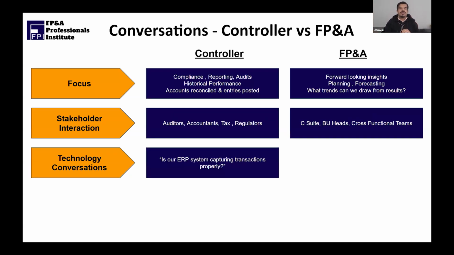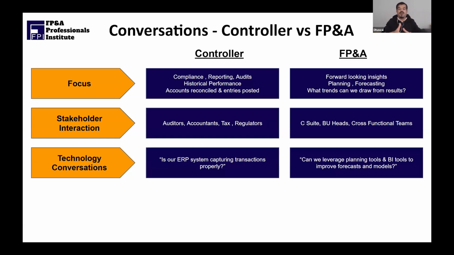In the controller's world, the technology conversation largely focuses around ERP systems, consolidation tools, accounts receivable tools, intercompany reconciliation tools, right? All of these are enabling you to improve your financial reporting, improve your financial statements, the standard profit and loss account, the balance sheet, the notes to accounts. Whereas the technology conversations in the FP&A world are around planning tools, business intelligence tools.